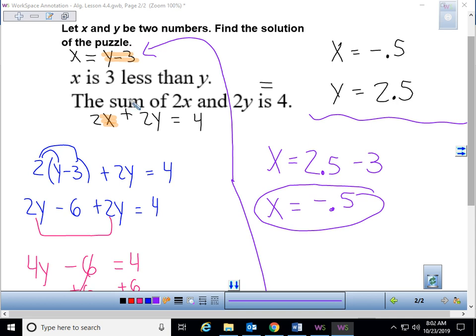Now, since I did not specifically tell you in these directions that this was a system, I'm not writing my answer as a coordinate point. If it does not say solve the system of equations, you can write your answer just as x equals blank, y equals blank, or whatever the letters are. Hopefully you got the same answers there.